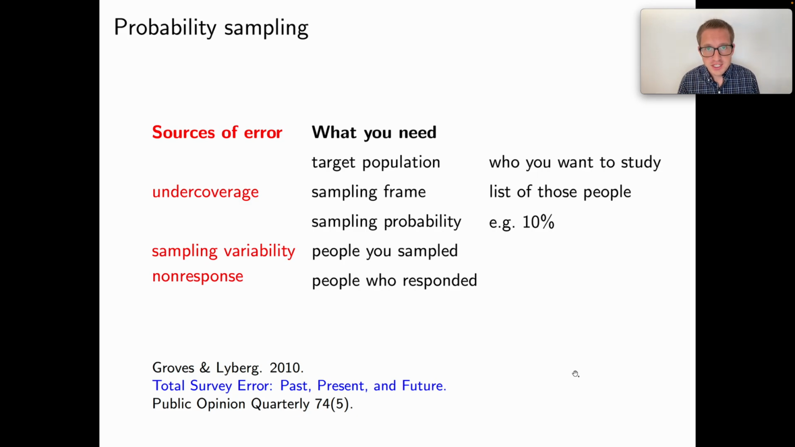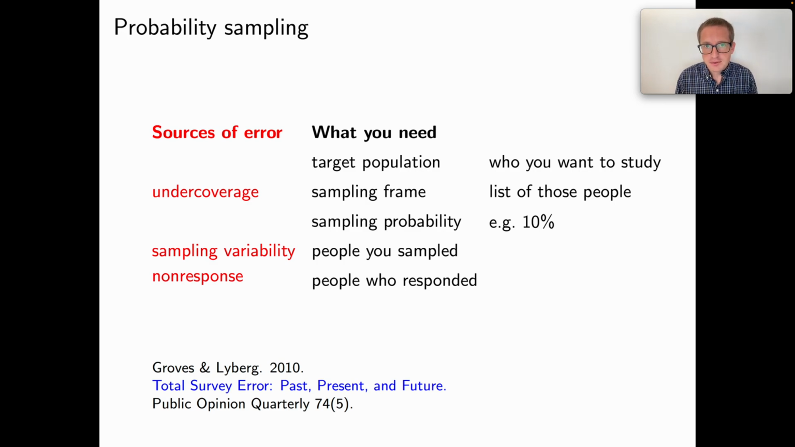In the last video, we talked about probability sampling. Suppose you have a target population of people who you'd like to study. You create a list of those people, known as your sampling frame. You then sample from that list. In a simple random sample, you might draw 10% of the people at random. Then you get a sample, the people who were sampled, and the people who responded to your sample. And there are various sources of error that we discussed in the last class along the way.